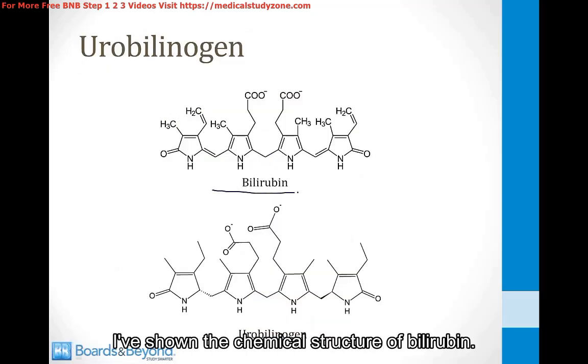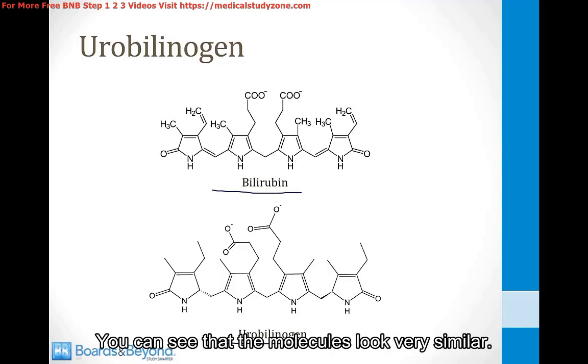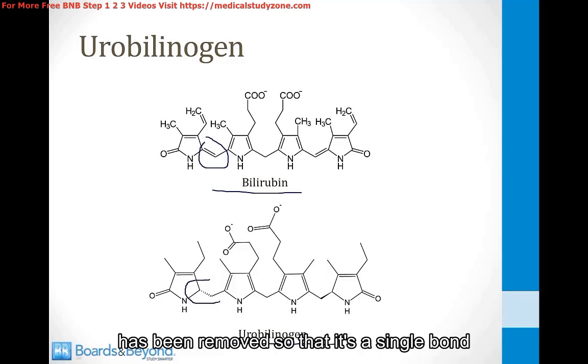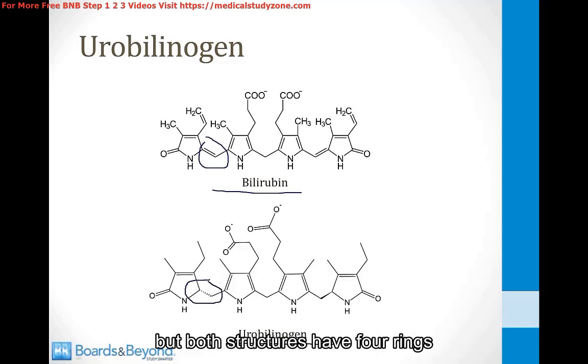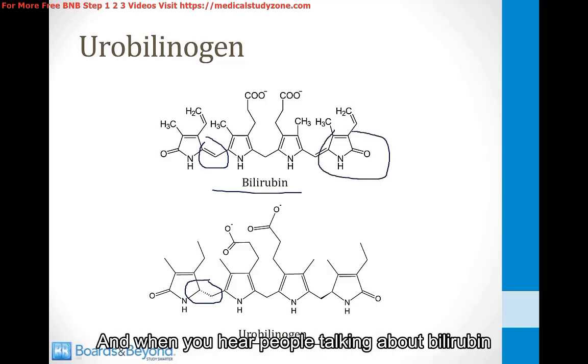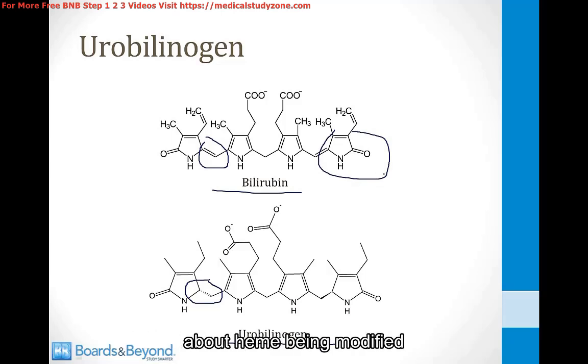At the top of the screen, I've shown the chemical structure of bilirubin. At the bottom of the screen is the structure of urobilinogen. You can see that the molecules look very similar. The only difference is that this double bond in bilirubin has been removed so that it's a single bond, but both structures have 4 rings and both structures are really just variations of heme. And when you hear people talking about bilirubin and urobilinogen, they are really just talking about heme being modified so it can be excreted from the body.